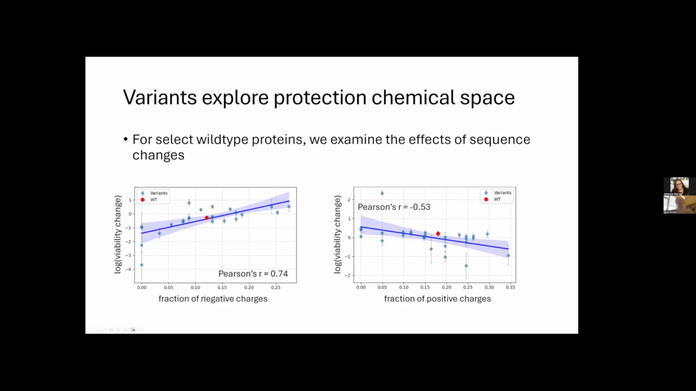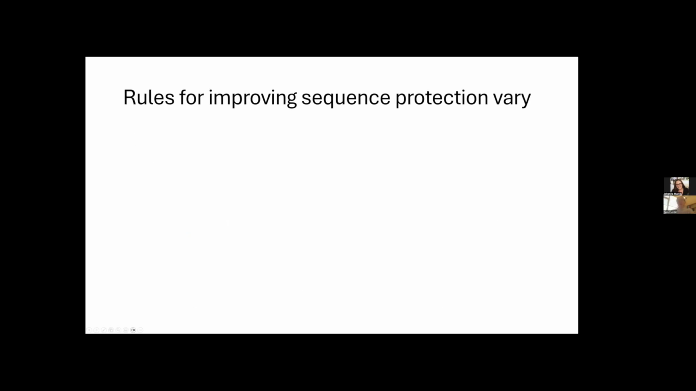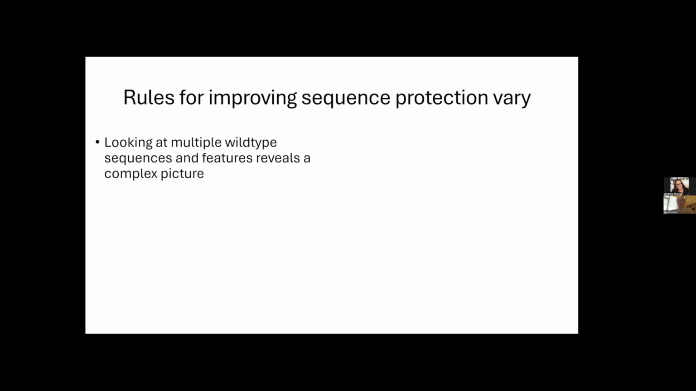So right now, as you increase the fraction of negative charges, we actually see an increase in viability, which is really fascinating for these variants. Whereas in another variant, we see that as we increase positive charges, that's actually deleterious. It has a negative log of viability change. This is looking at these wild type sequences and their variants.